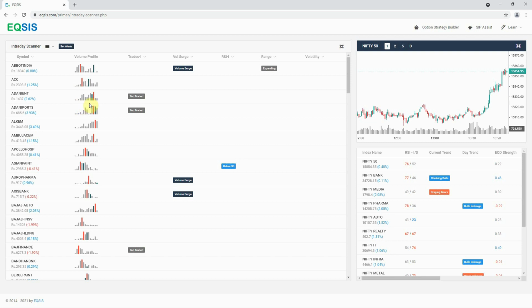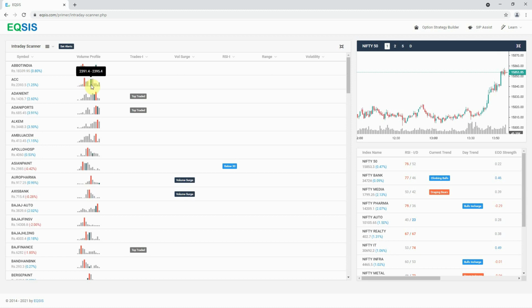Am I right? But the idea of using this volume profile from the intraday is very interesting, because this gives you clarity. You see there are two different colors here. One is the dark green, which lets you know that this is the current price of ACC.